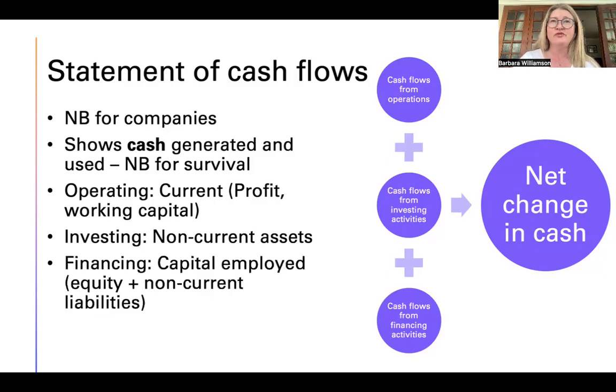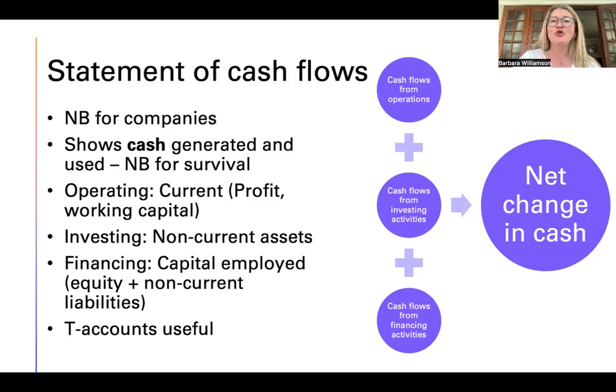The cash flows from financing activities is also long-term. It's looking at where did the money come from. So it might have been from the owner and invested as equity in the business, or it might have been borrowed. So non-current liabilities and equity are both looked at over here.